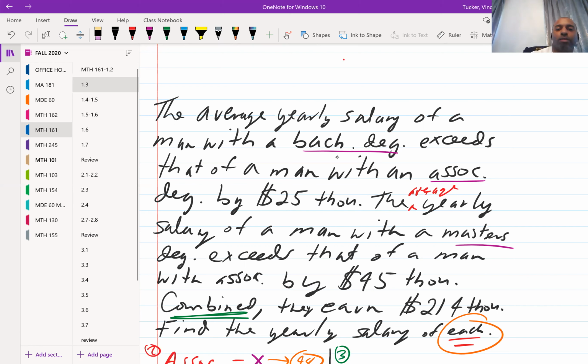So let me erase some of these lines. Don't need them right now. I'll give you guys a chance to write this down, and then we'll get to the problem.